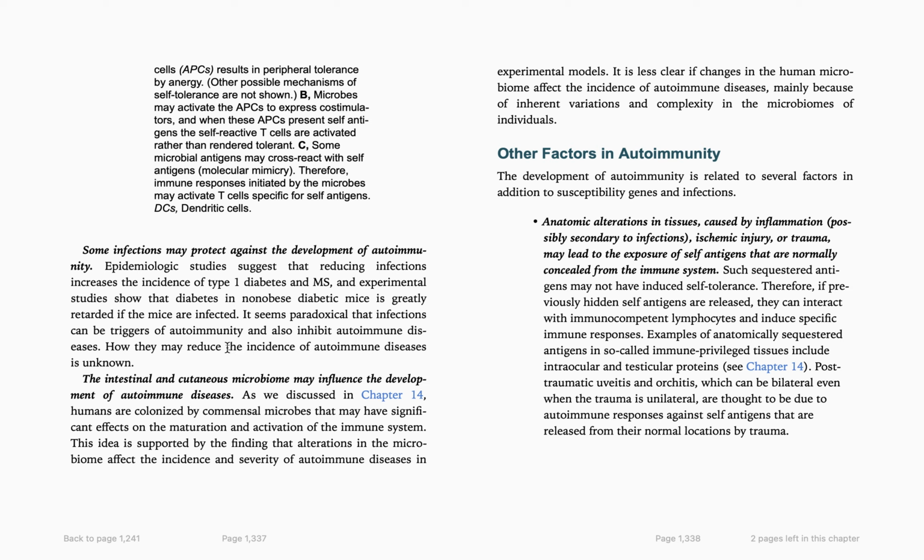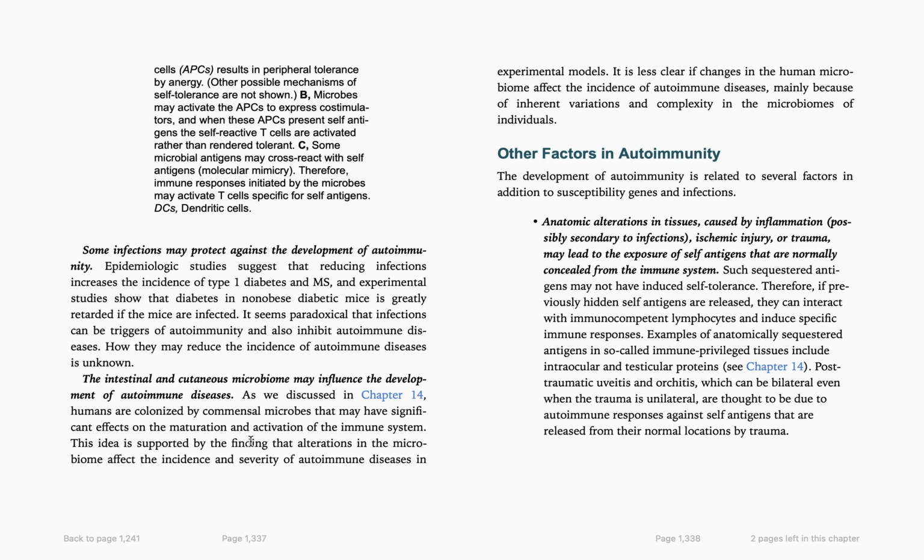The intestinal and cutaneous microbes may influence the development of autoimmune disease. As discussed in chapter 14, humans are colonized by commensal microbes that may have significant effects on the maturation and activation of the immune system. This idea is supported by the finding that alterations in the microbiomes affect the incidence and severity of autoimmune disease in experimental models. It is less clear if changes in human microbiomes affect the incidence of autoimmune disease, mainly because of inherent variation and complexity of the microbiome in individuals.